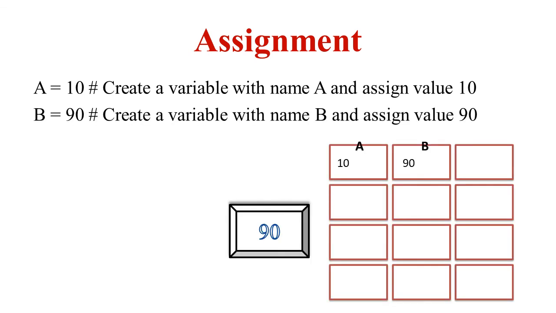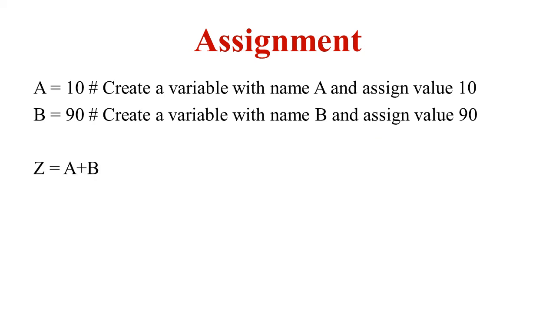Now have a look at the second one, where we have B is equal to 90. So when we are doing B is equal to 90, again in the tray 90 will be assigned here, and now one more location will be used, the 90 value will be passed and saved over there, and I am going to label it with the location B so that in future if I require to access variable B, I will use this label to retrieve the value of my variable B.